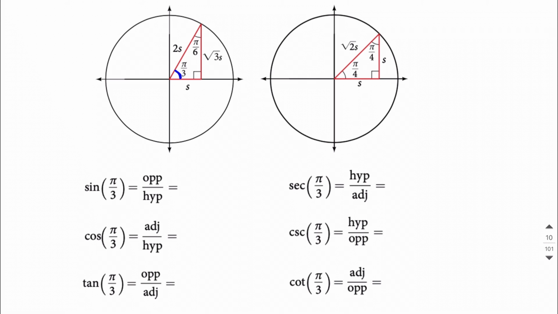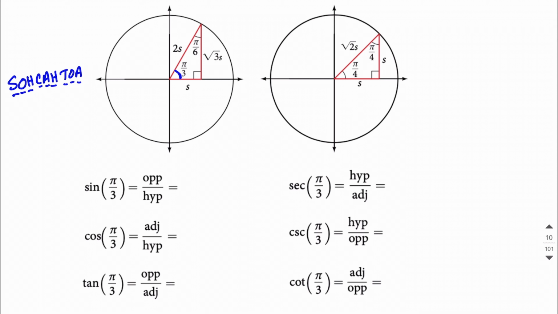Now we've already set up sine, cosine, and tangent, basically using SohCahToa, right? SohCahToa, to remind us that sine is opposite over hypotenuse, cosine is adjacent over hypotenuse, and tangent is opposite over adjacent. So let's go ahead and label our sides on this triangle.